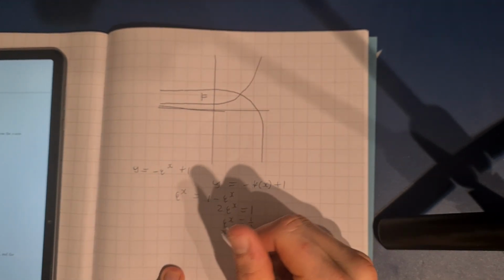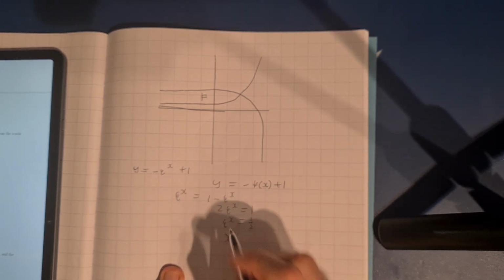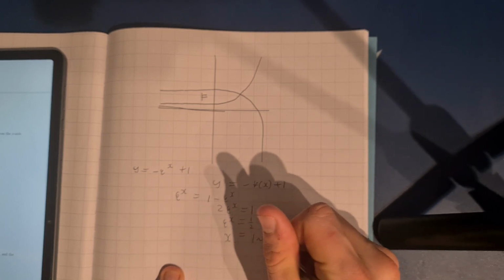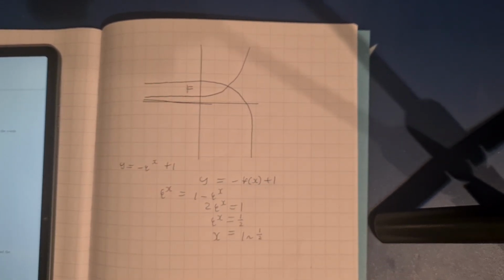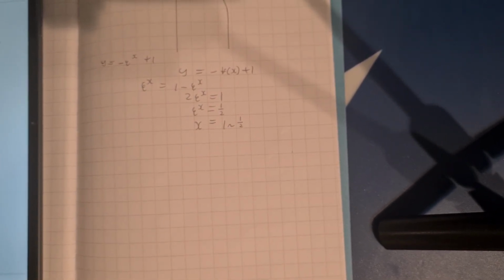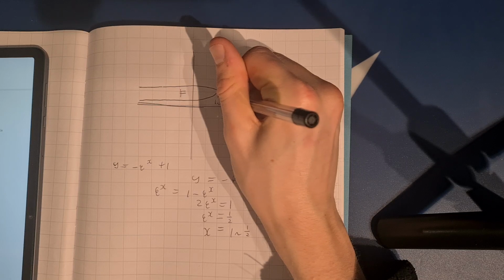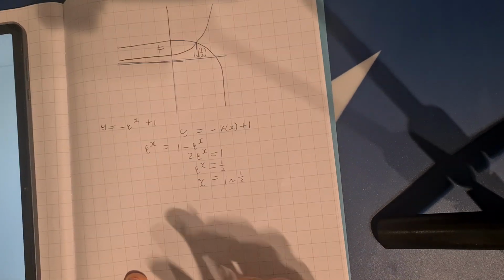So then we do the natural logarithm of both sides of this. You're just going to get x, because obviously natural logarithm cancels with e, equals the natural log of a half. Okay, so that's where they intersect. And we need the area of the region bounded by the curves and the y-axis. So, yeah, labelling this, you've got that ln a half, right?